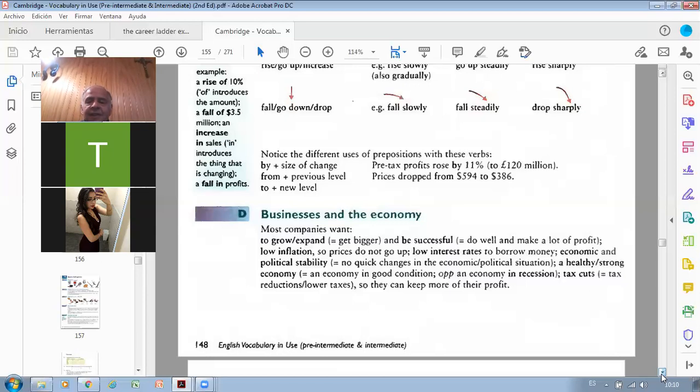Do you think that is healthy? Strong? What do you think? Can you repeat the question, please? Yeah. What do you think about our economy in Chile nowadays? Is it strong? Is it healthy? Do we have a healthy economy at this moment?